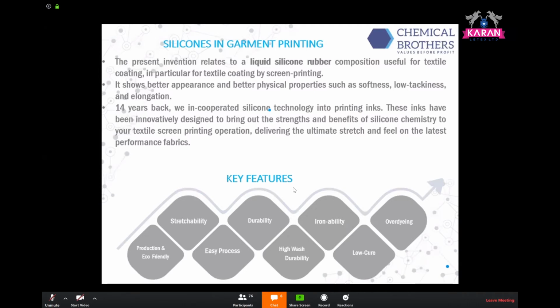Here we mention the key features of our silicon inks: stretchability, durability, ironability. Silicon inks also have an over-dyeing feature, high wash durability, low cure, and are very easy to process. The most important part is that they are eco-friendly and have all compliances, because nowadays every customer requires eco-compliant products. Silicon by its nature is compliance-free, eco-friendly and inert.